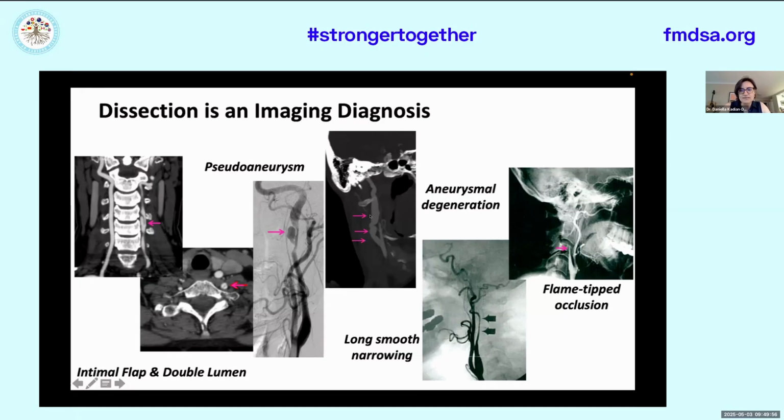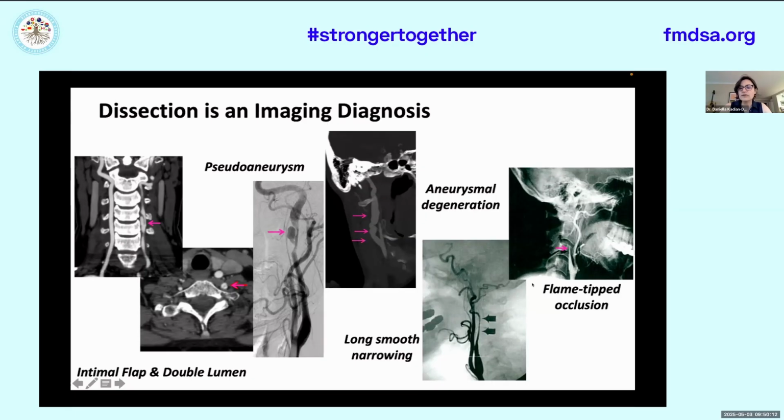This type is the one that's most often mistaken for multifocal FMD. It almost looks like someone inflated a balloon and let it deflate. The artery has healed itself after dissection, but it didn't go back to normal completely, and it looks kind of irregular.